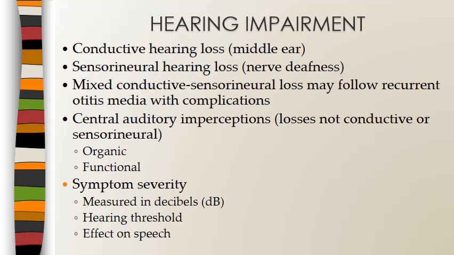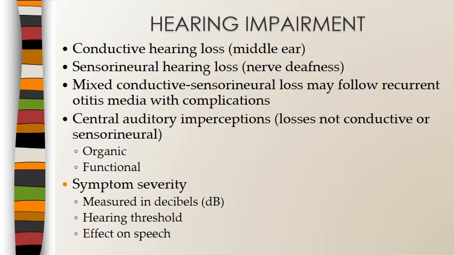So there are different types of hearing loss. Conductive hearing loss involves the middle ear. Sensory neural hearing loss involves nerve deafness. And then you can have mixed conductive and sensory neural loss that may follow recurrent otitis media with complications. You can also have sensory, auditory, and perceptions. So these losses are not conductive or sensory neural. There's usually some sort of organic or functional cause for this hearing loss.